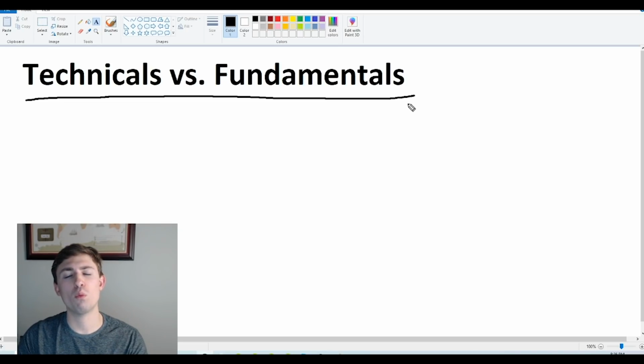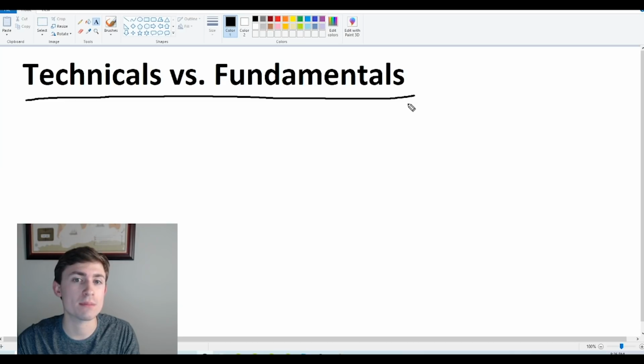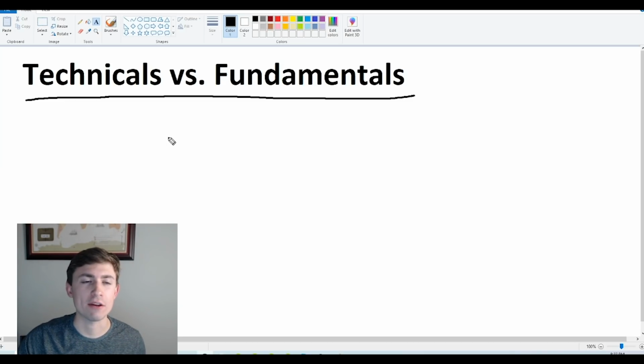Now, what I want you guys to know is we just mentioned the idea of combining technicals and fundamentals, and hopefully you gathered the idea that one is not necessarily better than the other. It comes down to preference, what you like. When it comes to technicals and fundamentals, we can actually do both.